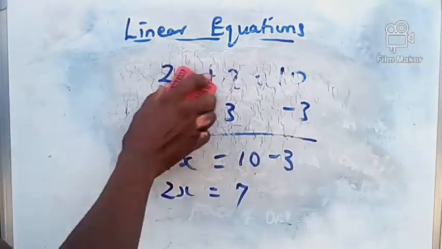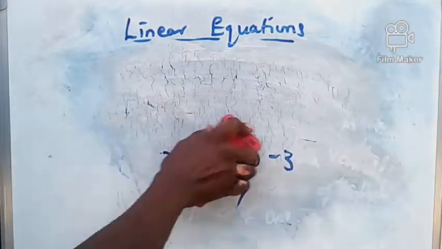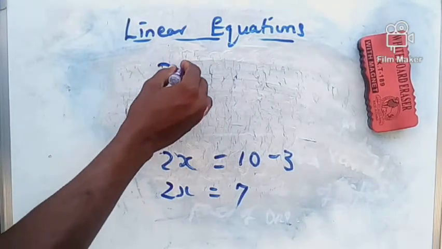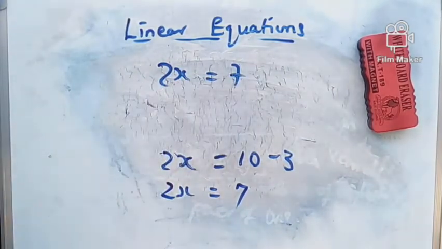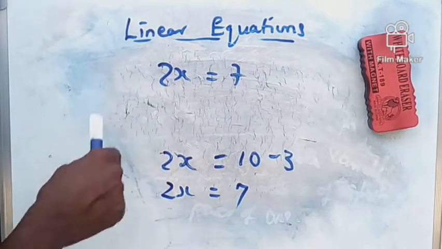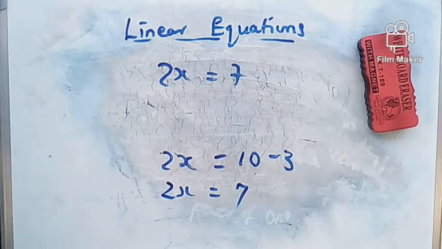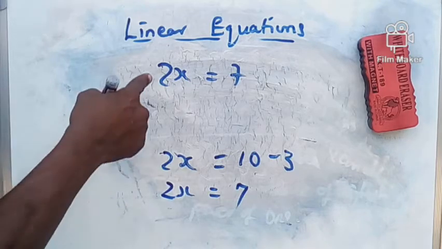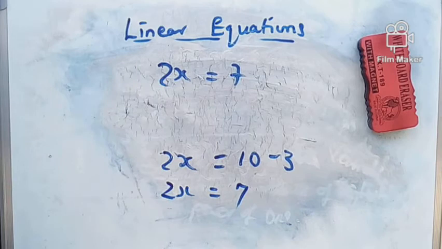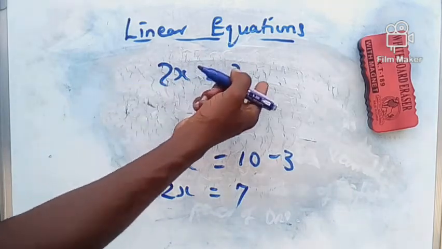Now, what do we do next? Since we have 2x is equal to 7, to find x, notice that 2 and x are bound together by a factor of multiplication. As we covered in our introduction to algebra, whenever two terms are bound by multiplication, to eliminate one of them, we introduce what? Division. Whatever we do here, we do the same there.